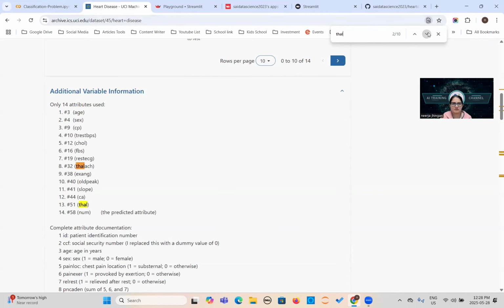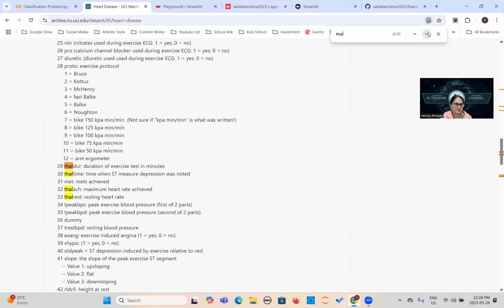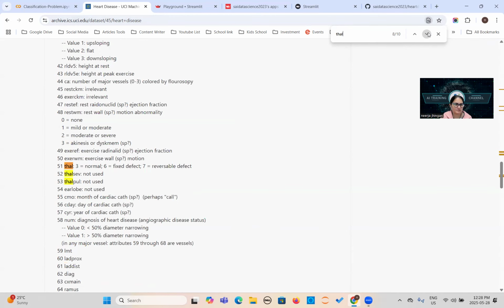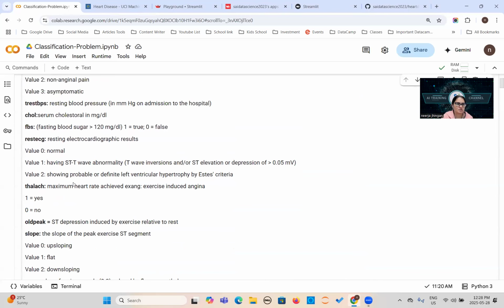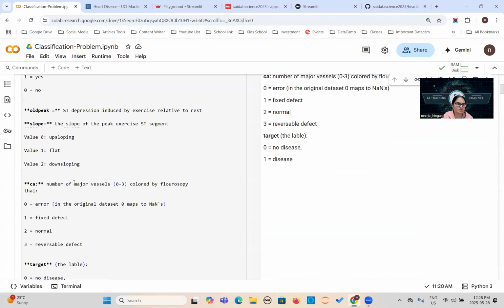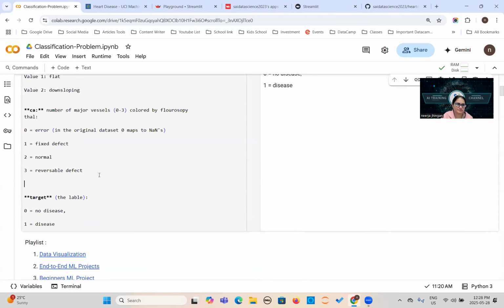Let me find it here. Here we go. So for this one, we have these three types, okay? So I will copy and paste it here too, so it will be easy for you to look at later on. Here we go.